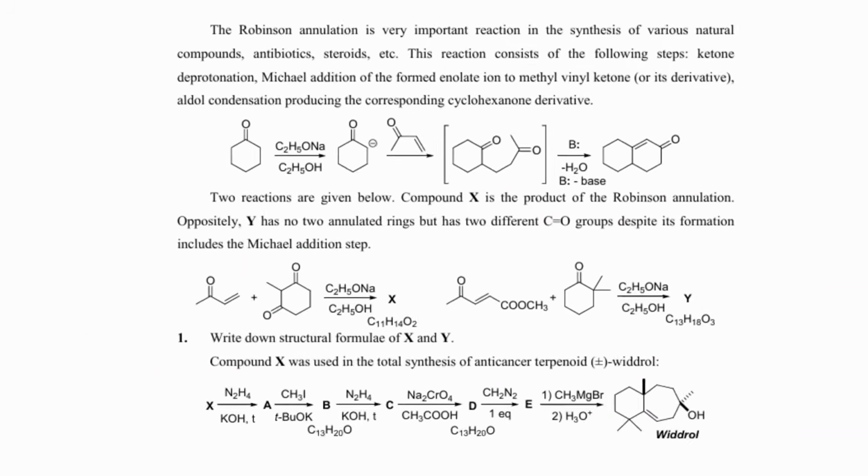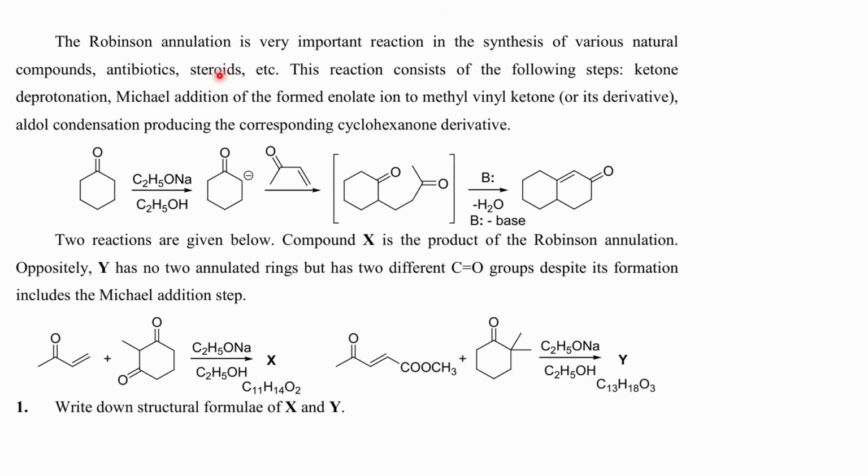So let's start with subproblem 1. Here they talk about Robinson annulation. That's a very important reaction in synthesis. And it's ketone deprotonation, Michael addition, and then aldol condensation. So ideally, we have to know this. This is what we learn in our organic chemistry.